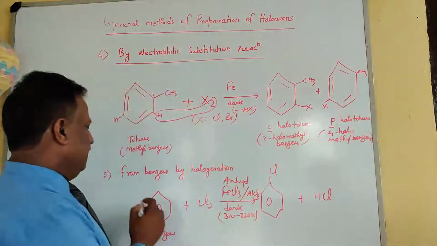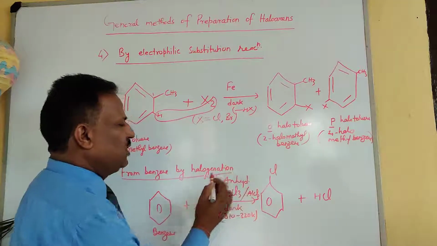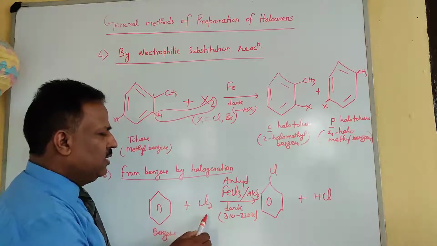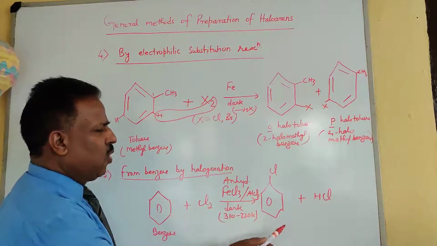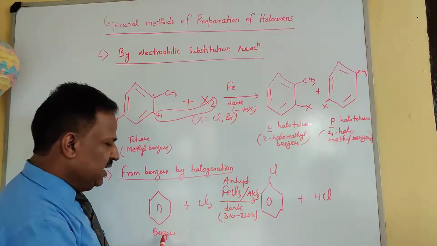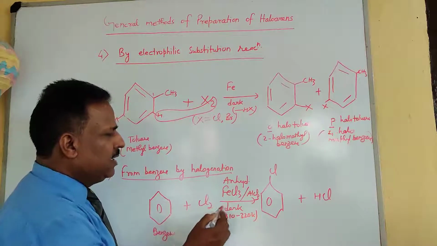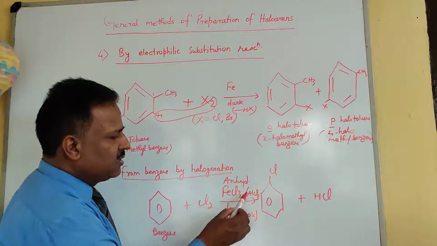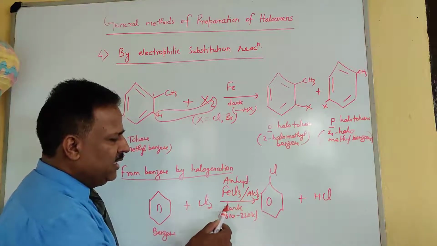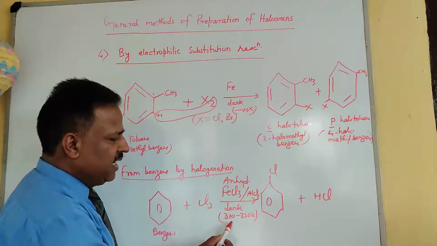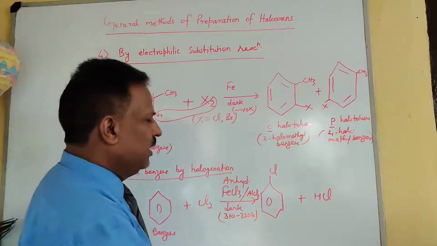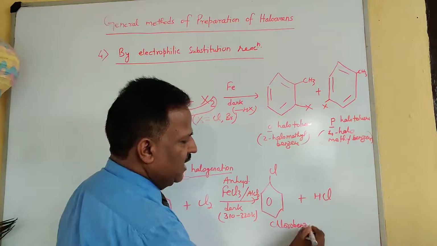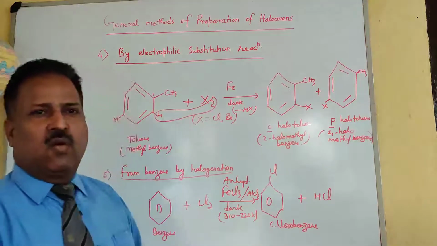Fifth is from benzene by halogenation. Benzene when treated with halogen, then haloarene is formed. Example, when benzene is treated with chlorine in the presence of anhydrous AlCl3 or anhydrous aluminium chloride in dark at temperature 310-320 Kelvin, chlorobenzene is formed. So these are the methods of preparation of haloarenes.